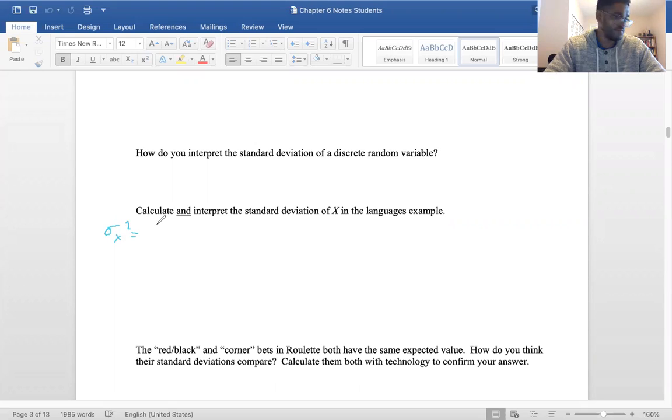I'm going to take my individual x's. So I'm going to take my first x, which is 1, minus the mean, which we just calculated, 1.457. Square that times the individual probabilities. The probability of speaking one language was 0.630.